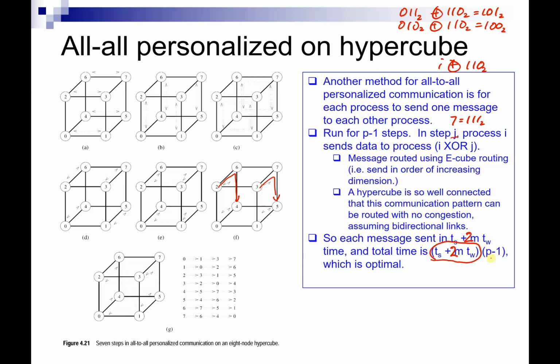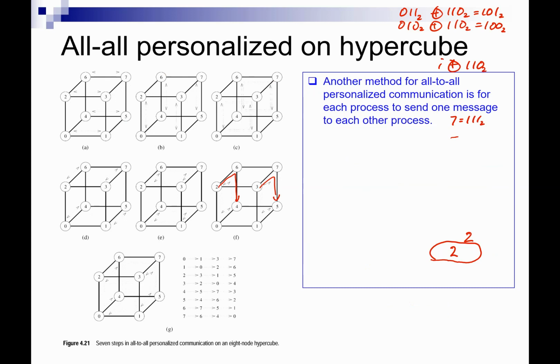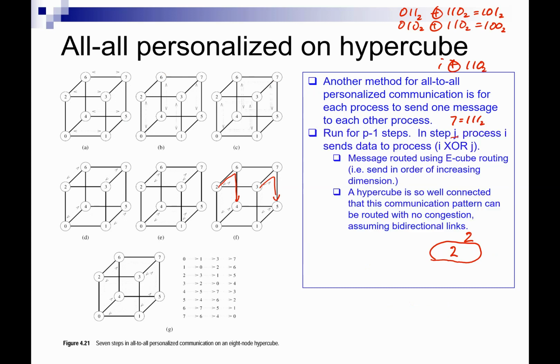Since you need to run p-1 phases, the total amount of time is going to be the product of these two things. So this is going to come out to m times tw times p-1 basically. Now if you compare that to the lower bound on the cost, the lower bound was this thing over here. So this shows that this new algorithm based on sending to your XOR is within a factor of 2 of the optimal cost. And so this is actually better than the first all-to-all personalized hypercube algorithm that we had.